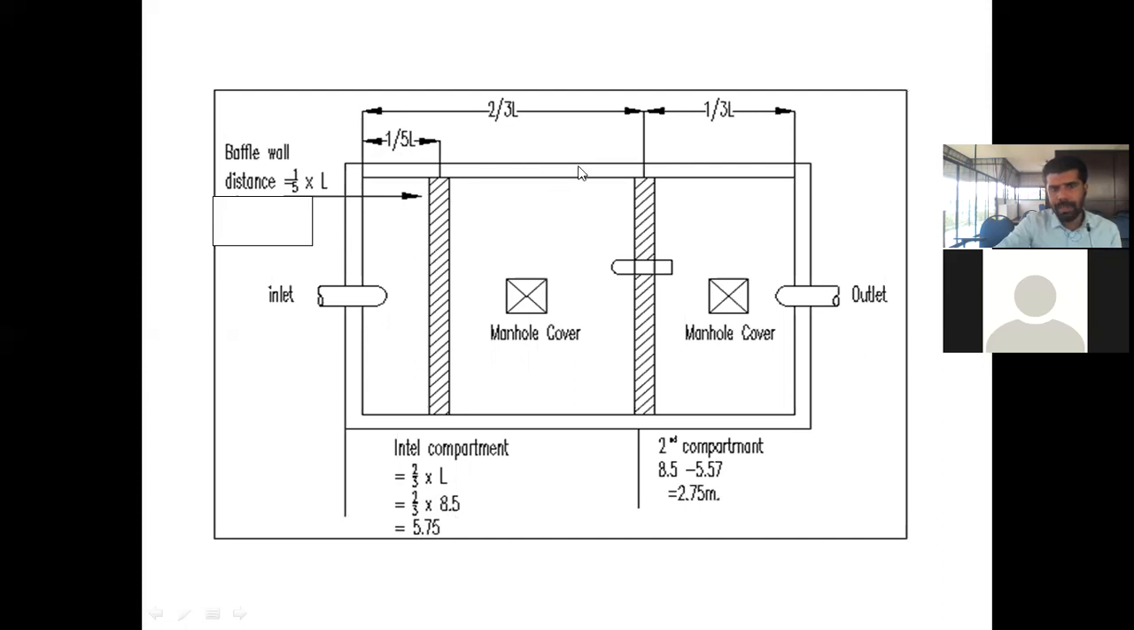So this length is 5.75. Second compartment is 1/3. Okay, 1/3 means you can just reduce the total length by this length, you will be getting 2.75. This is 1 by 5 length, this is 2 by 3 length, this is 1 by 3 length. If you reduce the total length by this length, you will be getting this length. Right. So 2.75 is this length, 5.75 is this length. If you multiply 8.5 with 1 by 5, you will be getting this length.